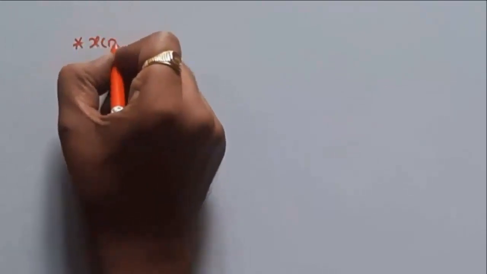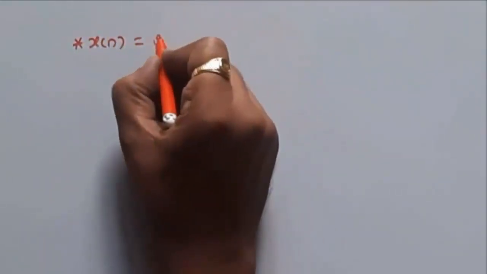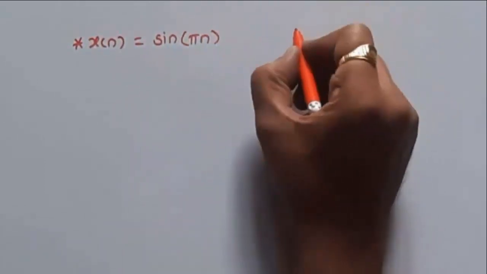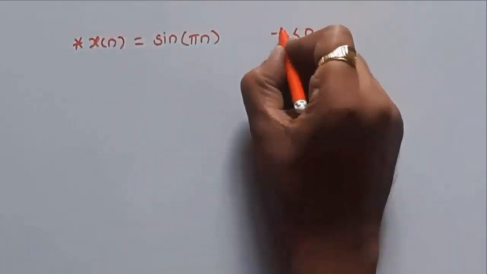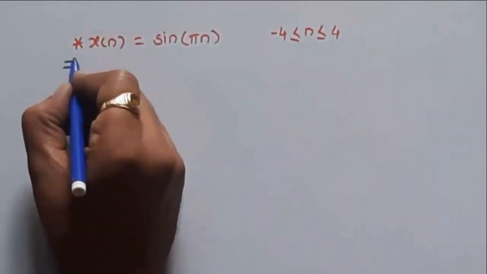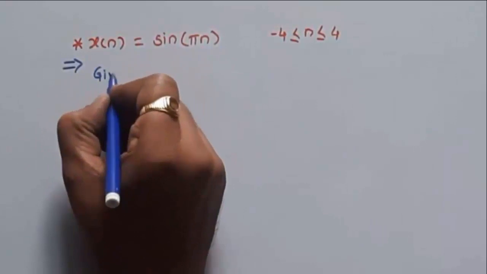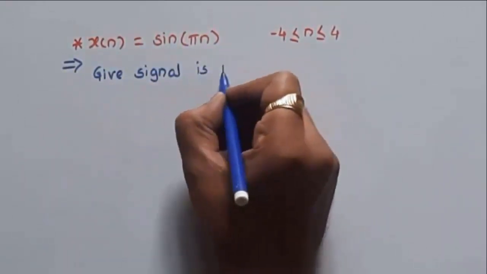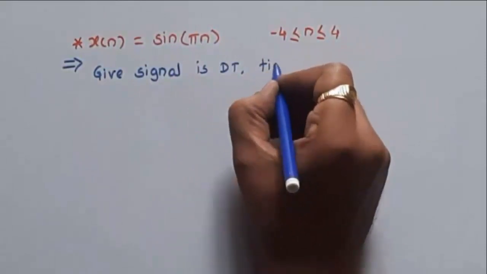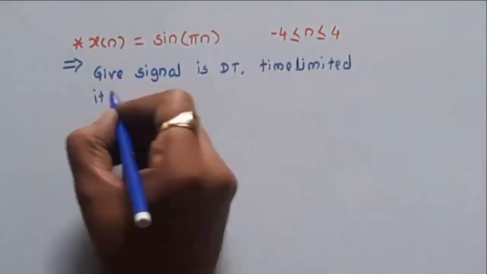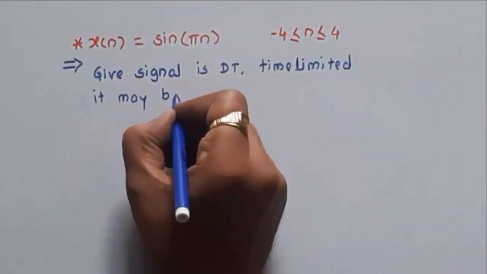Next example, x of n is equal to sin pi n for n greater than or equal to minus 4 and less than or equal to plus 4. Here the given signal x of n is a discrete time signal, and it is a time limited signal. Hence it may be an energy signal.